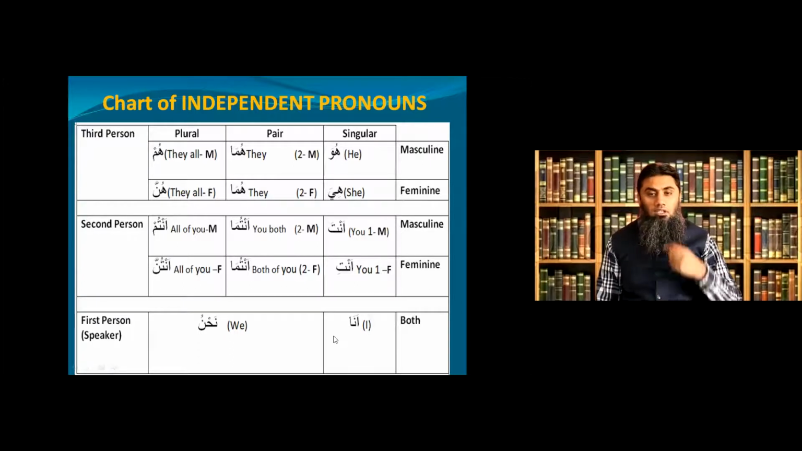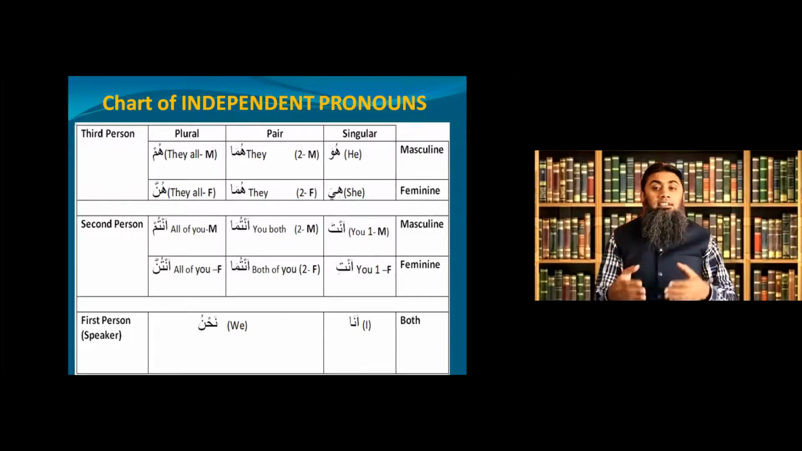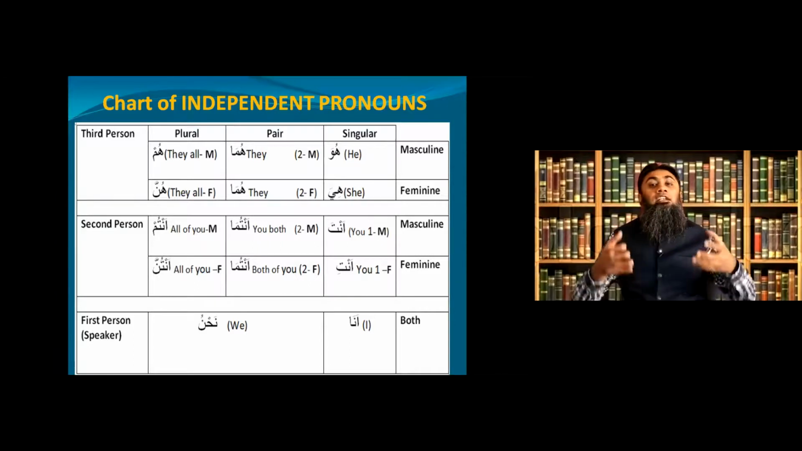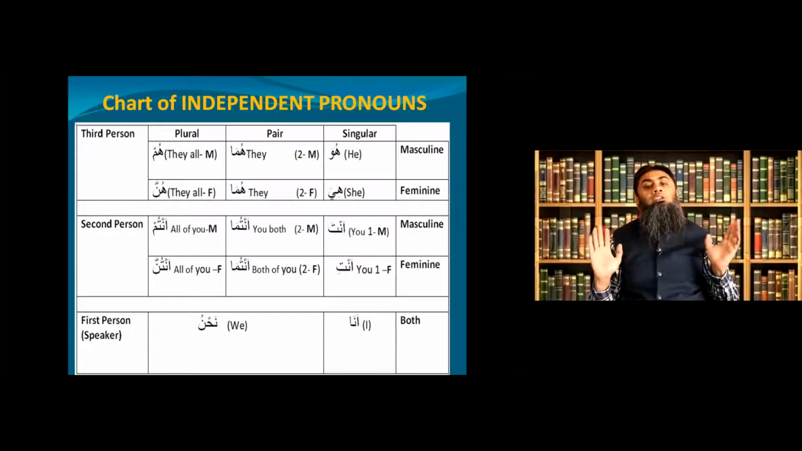Now, how to memorize this chart? Look at the sequence. Huwa, huma, hum. Hiya, huma, hunna. Anta, antuma, antum. Anti, antuma, antunna. Ana, nahnu. Clear? In this way, first of all, understand the structure of the chart. It's very simple, inshallah. And then memorize it in the sense that you read it 5, 6, 7 times. Inshallah, it will be pictured as an image in your mind. And after you implement this, inshallah, you will be good with it.